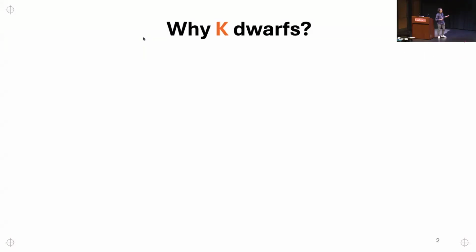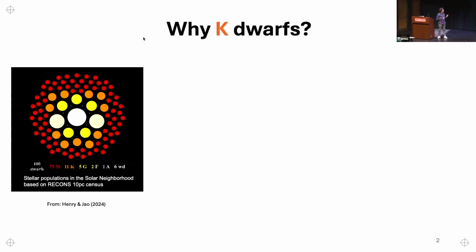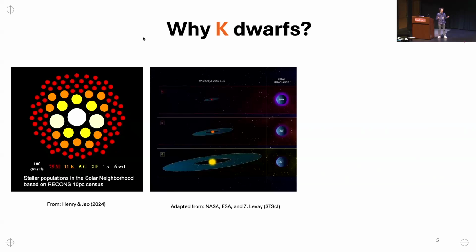So, why K-dwarfs? They are the second most common type of stars in the stellar neighborhood. There is a diagram from the 10 parsec census of RECONS. K-dwarf stars are twice as common as G-dwarfs, but far less common than M-dwarfs in percentage. The habitable zones are way smaller than for G-dwarfs. Their planets might orbit closer in the habitable zone, but they also have less high-energy radiance than M-dwarf stars. So they may be the Goldilocks for planet habitability.